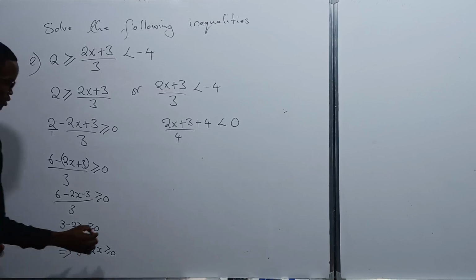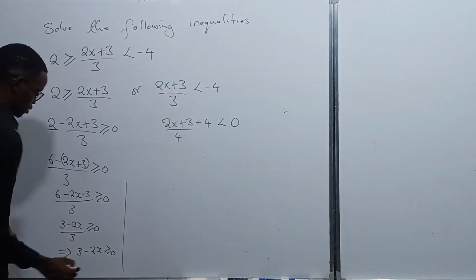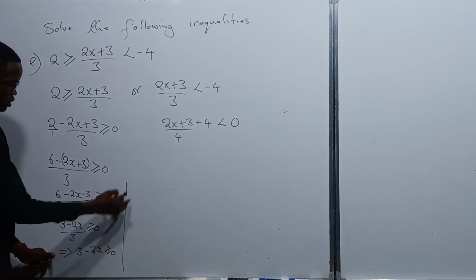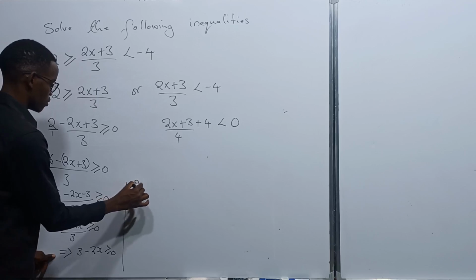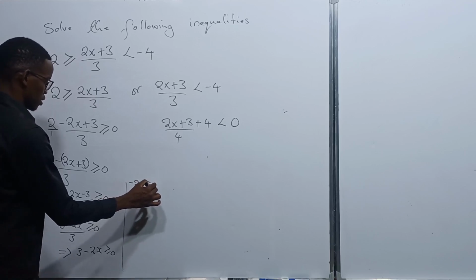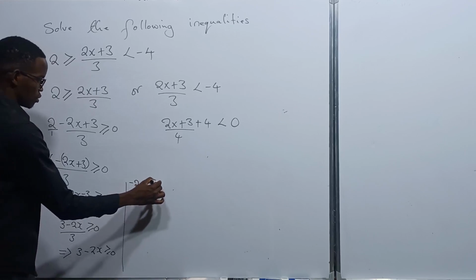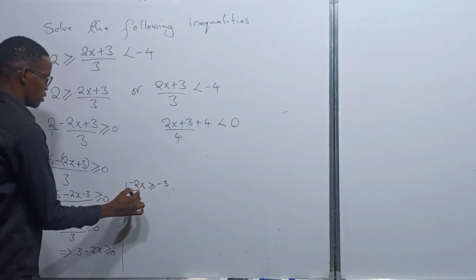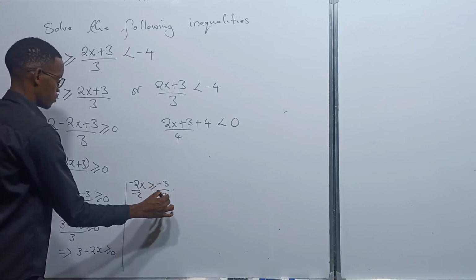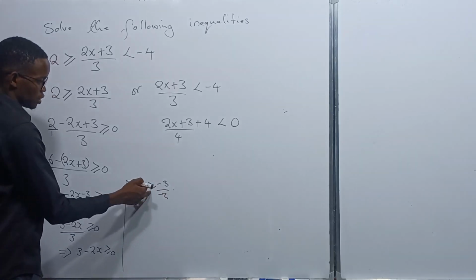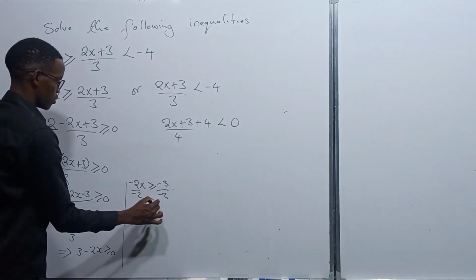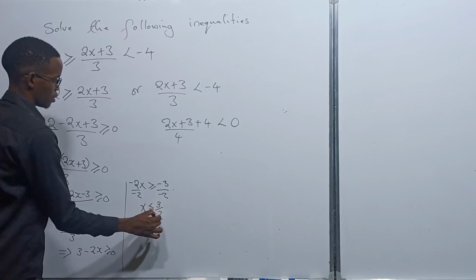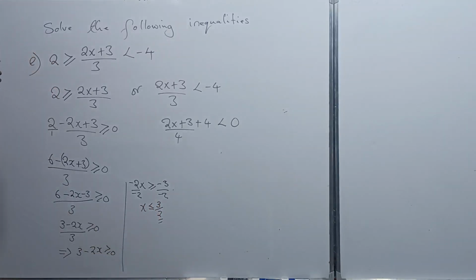So then here, we proceed with this question. We have that negative 2x is greater than or equal to negative 3. So we divide by negative 2, we divide by negative 2. Every time we divide by a negative, the symbol changes. So we have x will be less than or equal to 3 over 2. Okay, so if x is less than or equal to 3 over 2, let's work out the other part that's remaining.